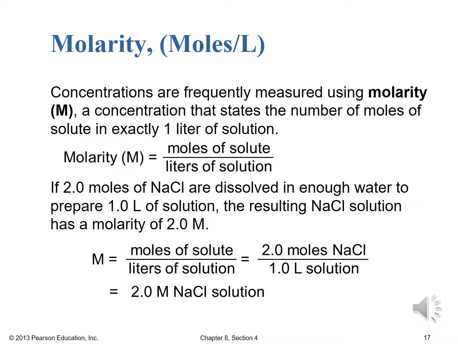So we just took the moles, 2.0 moles of NaCl, divided by 1.0 liters of solution, and we end up with 2.0 molar, big M, moles per liter NaCl solution. Not anything terribly different than what we've been doing, just being careful to keep track of the particular unit for this particular solution concentration expression.